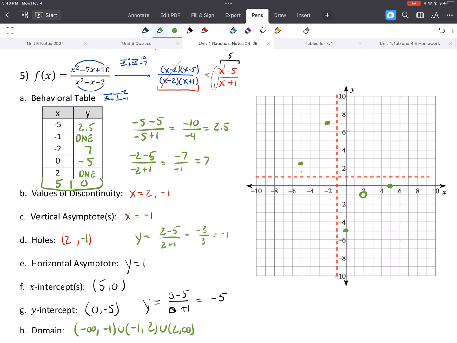Okay, so now it looks really good. We'll connect all those dots. Again, they get closer to their asymptotes. That wasn't great, but it's pretty good.